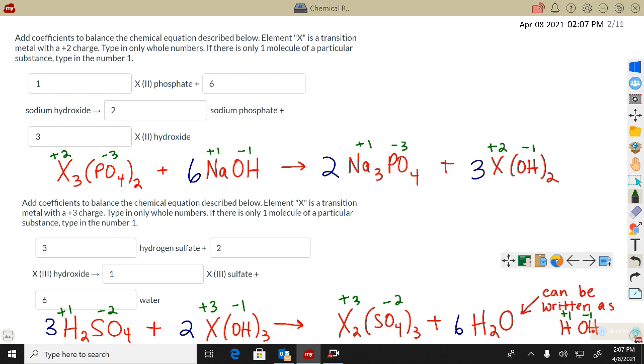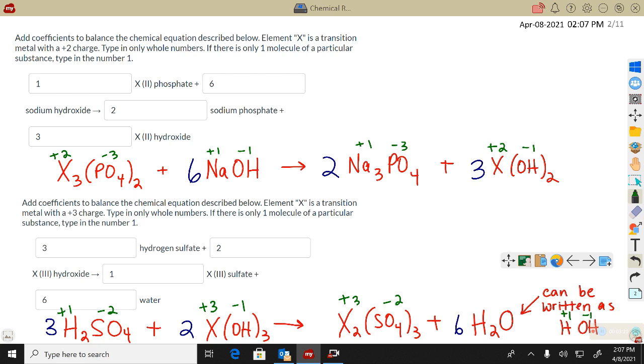The second one was real similar, but transition metal X had a charge of +3. The hydrogen sulfate is +1, -2. And remember that you'll have the chart of polyatomic ions for any test or quiz where you need it, or you can look it up in your book. So that's how I can get the formula and the charge of a group like sulfate. X3 hydroxide just means that X's charge is +3. Hydroxide is a -1, so I'll need 3 groups of hydroxide. On the product side, I make X3 sulfate, so X is +3, sulfate's -2, and water, which can also be written as hydrogen hydroxide. Obviously, writing it as H2O is totally fine as well.